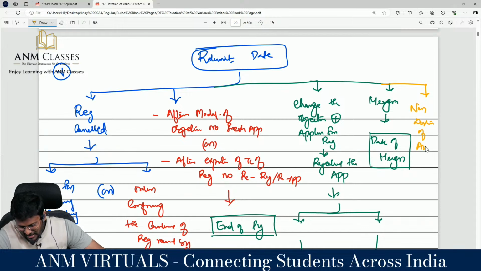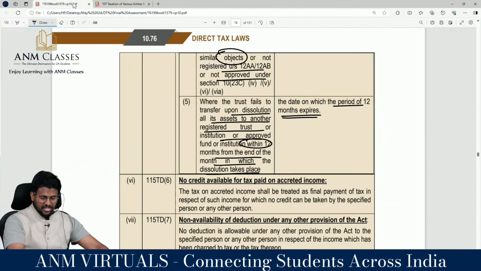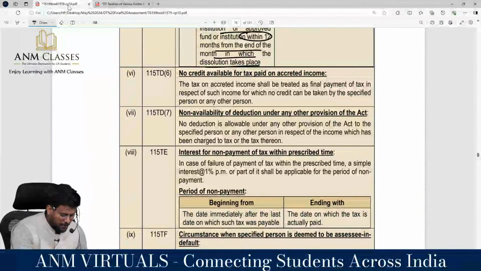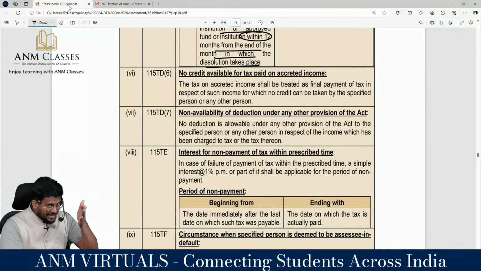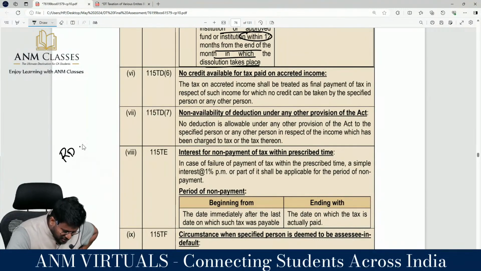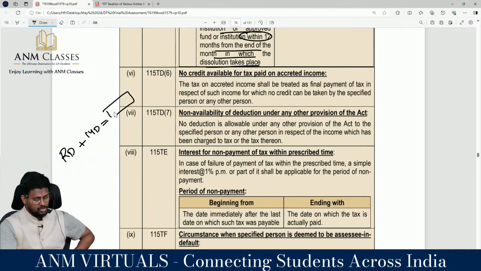Non-distribution of asset, then date of expiry of 12 months. These are the cut-off dates from which you have to calculate the 14 days. In the relevant date, 14 days from the date of payment of exit tax.